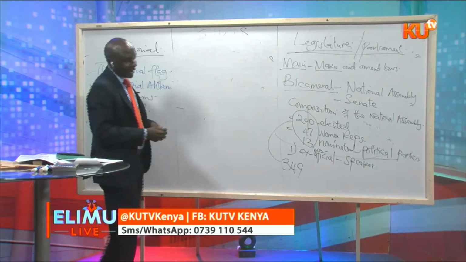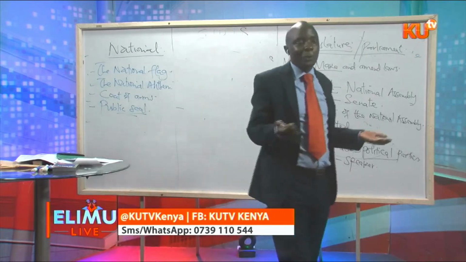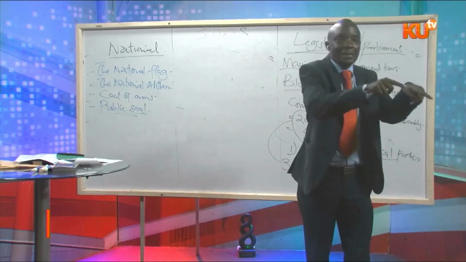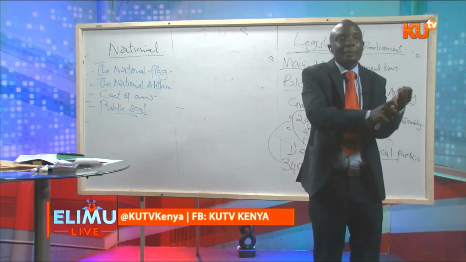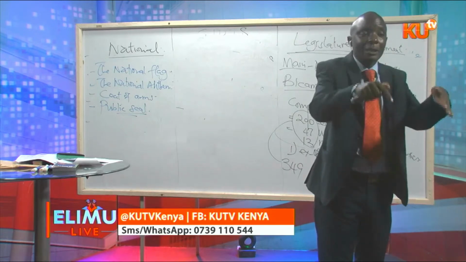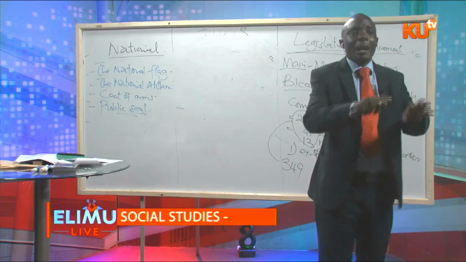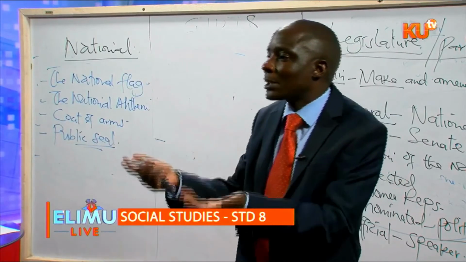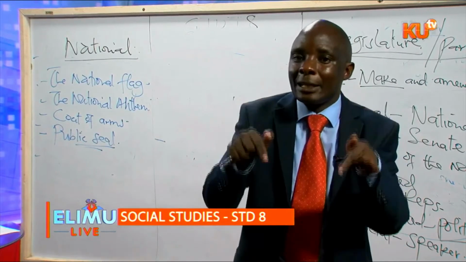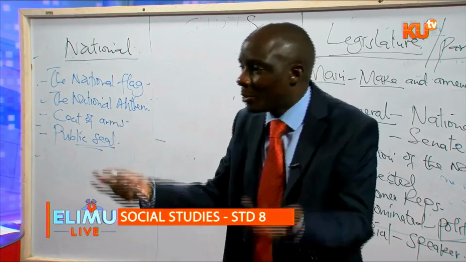Now, before that, the speaker, how does the speaker get to his office? The speaker is elected by members of that assembly. If you're talking about the Speaker of the National Assembly, he is elected by both elected and nominated members. About the Speaker of the County Assembly, and we have 47 county assemblies, they are also elected by elected MCAs and nominated ones.